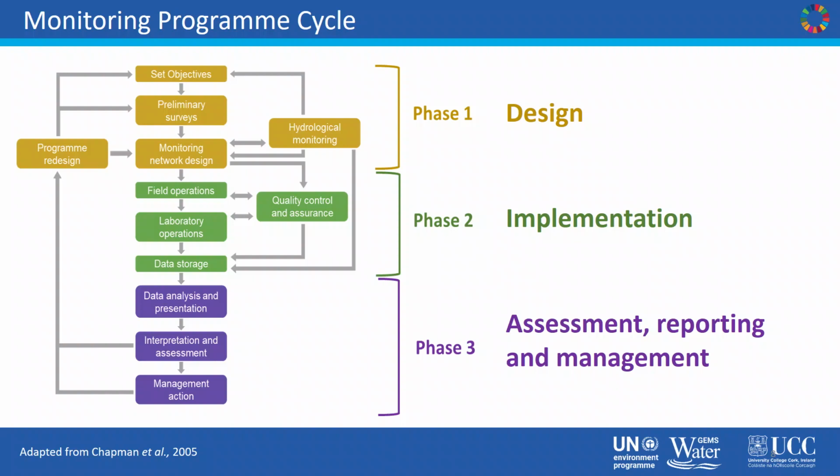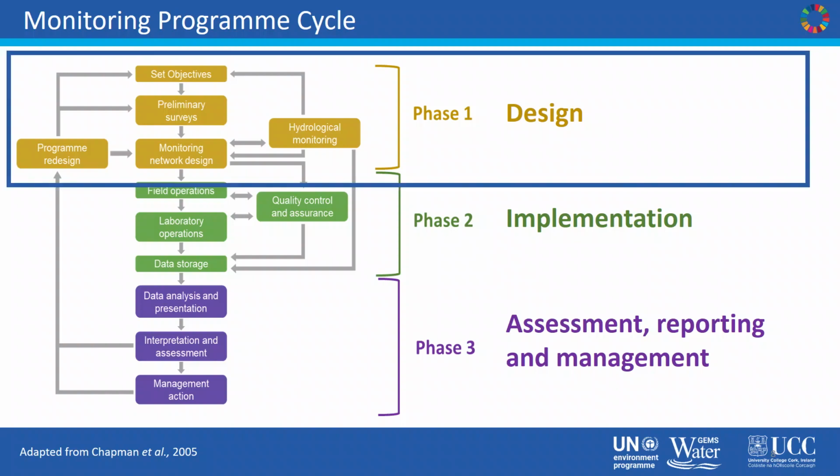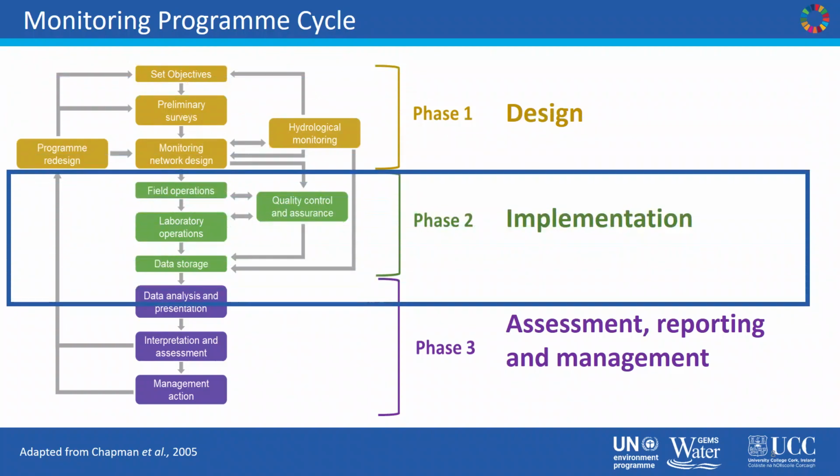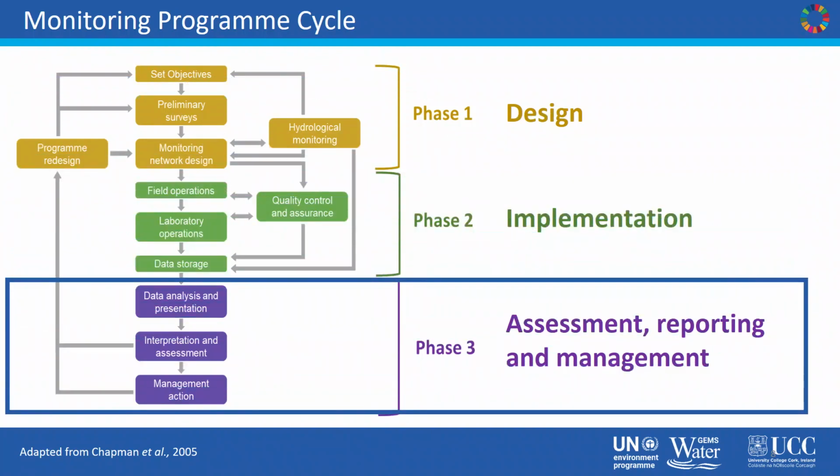A useful tool to help conceptualize the monitoring program process is the monitoring program cycle, and this can be summarized into 3 main phases. The first is the design phase, the second is implementation, and the third is the assessment, reporting and management phase. This approach is useful for designing any type of water quality monitoring program, not just for indicator 6.3.2 reporting.